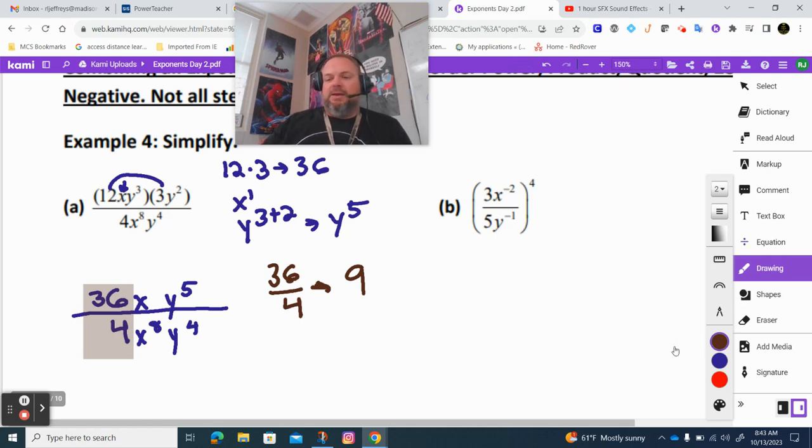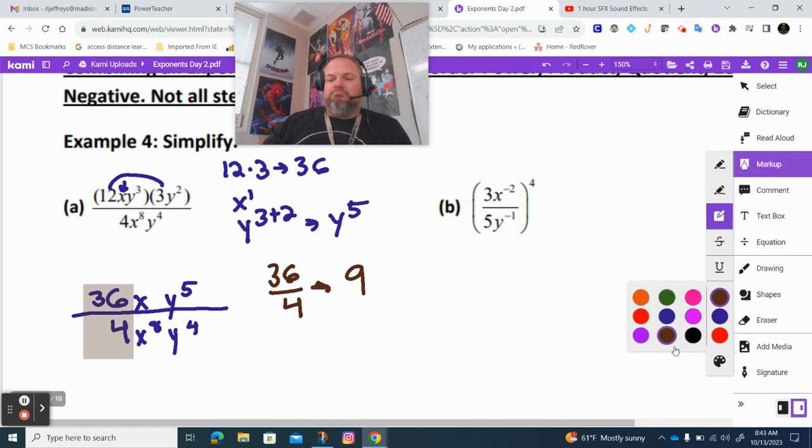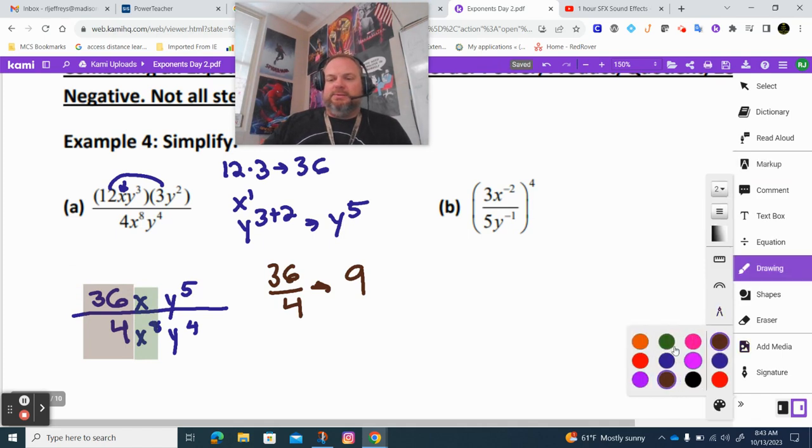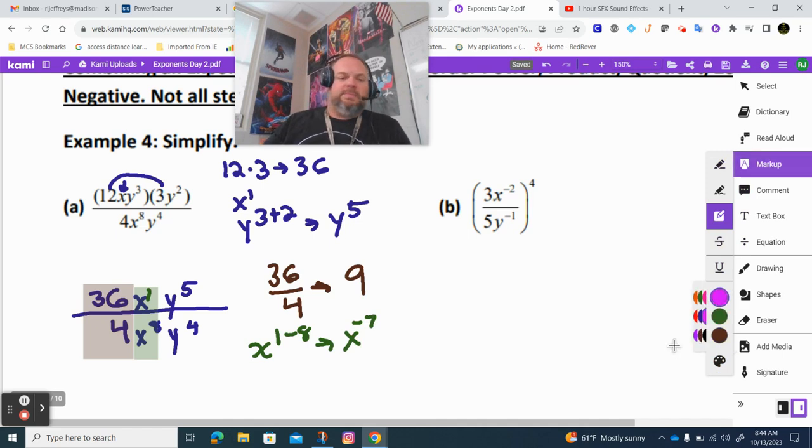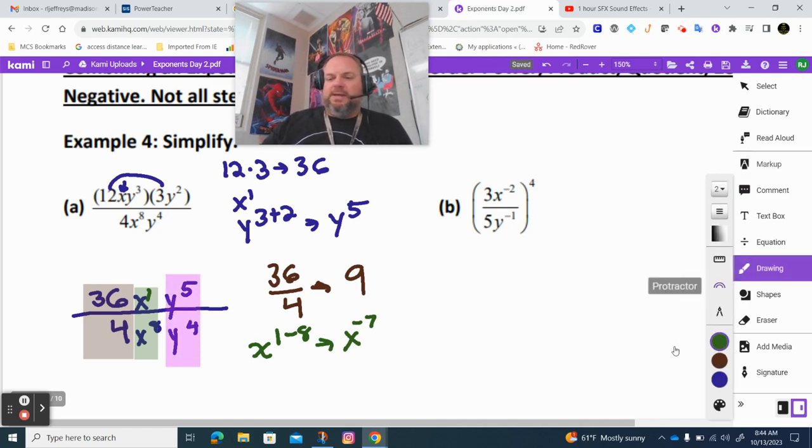Okay. Now with my x's that live in Texas. All right, this is understood to be the first. So we have 1 minus 8, because remember, we're subtracting now. Okay, so this gives me -7. And then our y's, we have y to the 5th minus 4, which is y to the 1st.